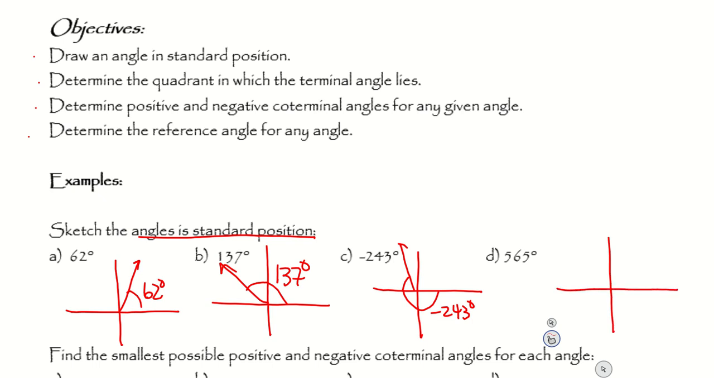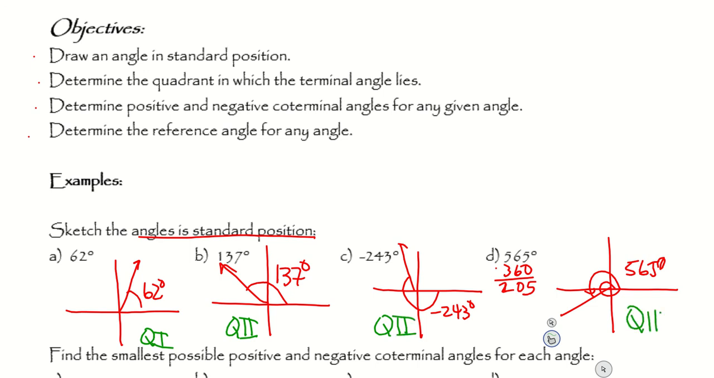565 degrees is going to be all the way around the circle, that's 360. Then if I subtract 360 here, I get 205. So I go another 205 degrees, and that is my 565 degree angle. So this first angle is in quadrant 1. My second angle is in quadrant 2. My third one is in quadrant 2. My fourth one landed in quadrant 3.